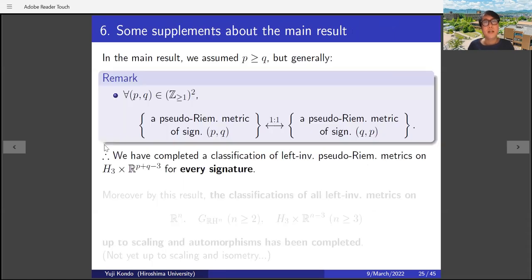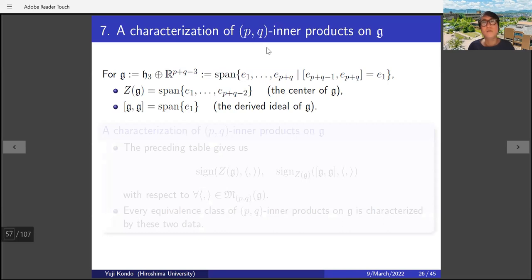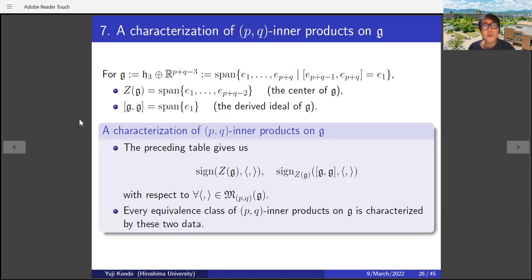This table characterizes all inner products of signature PQ on the Lie algebra g. So for the cases of this Lie algebra, the center of g is spanned by E1 to E_{p+q-2}, and the derived ideal of g is spanned by E1. So the preceding table gives us these two signatures with respect to an arbitrary inner product. Which means that every equivalence class of inner products of signature PQ on this Lie algebra g is characterized by these two data.